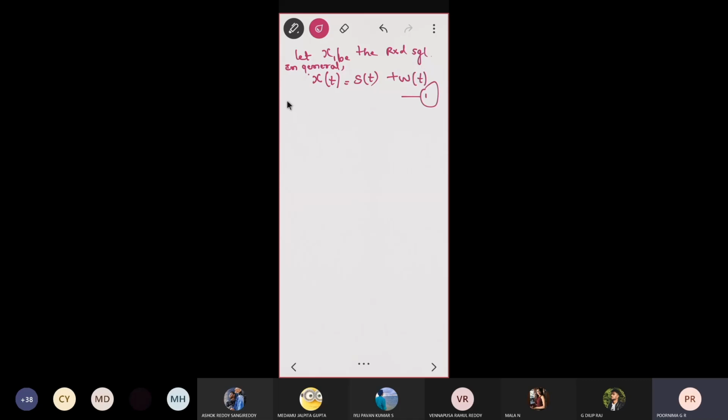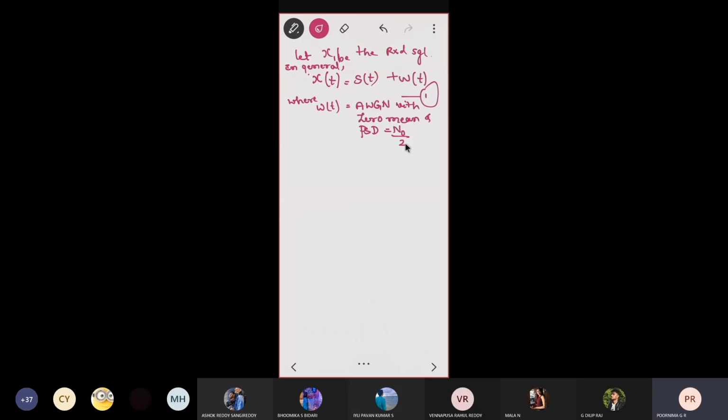Where this w of t, what is that? W of t is the white Gaussian noise. White Gaussian noise with properties, what? Zero mean, and PSD, power spectral density, is equal to N0 by 2, or the variance as N0 by 2, right?